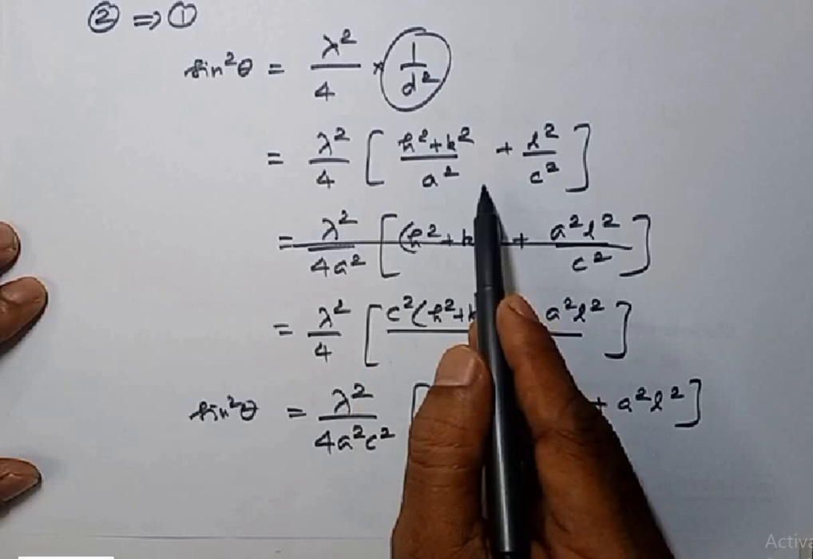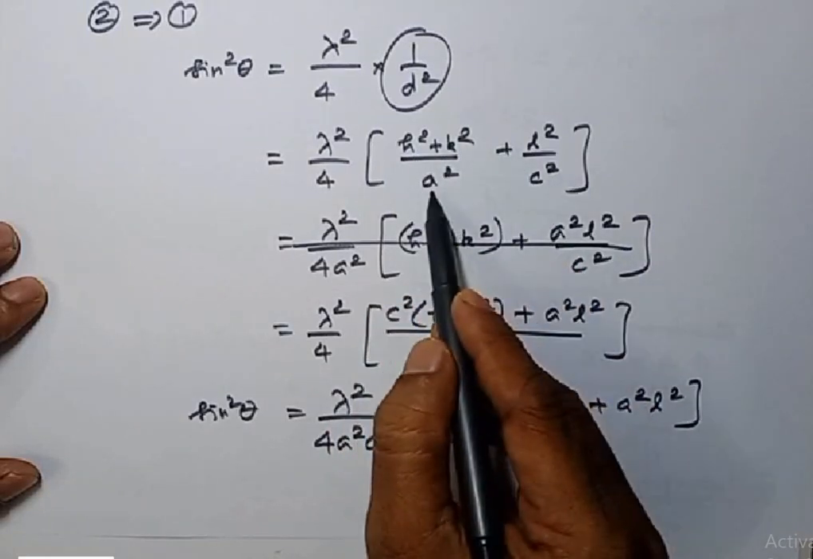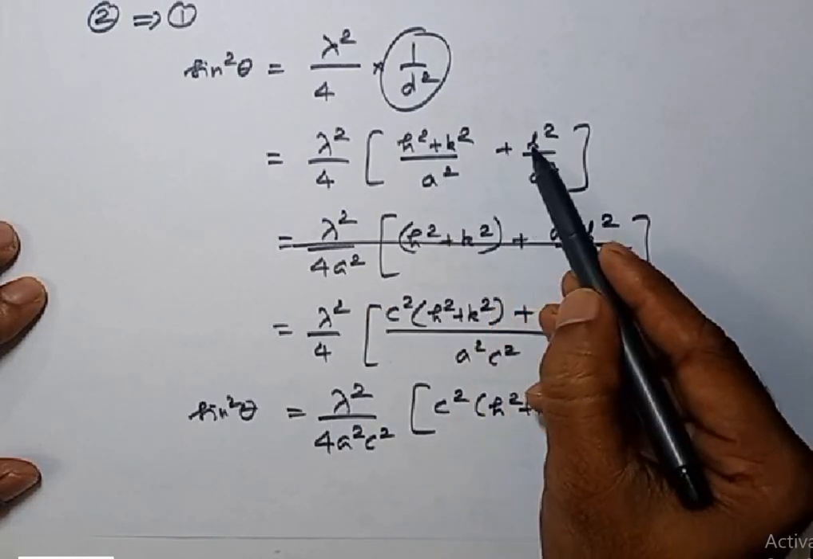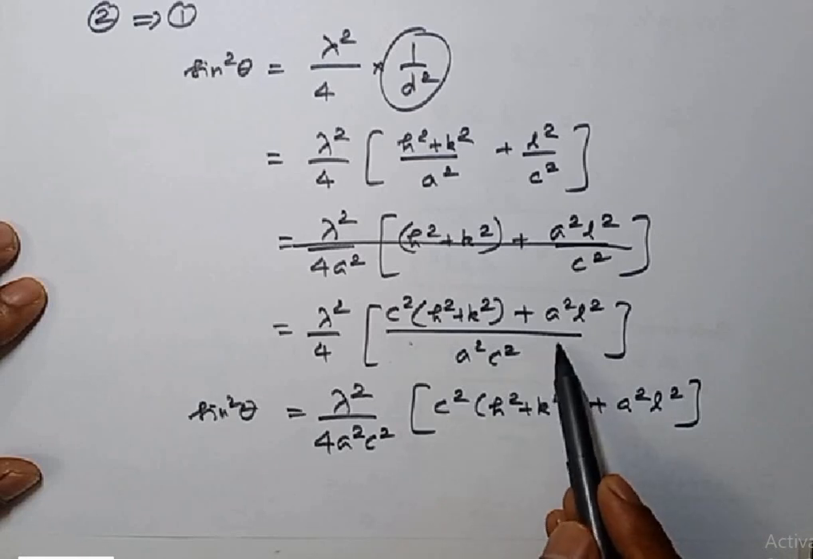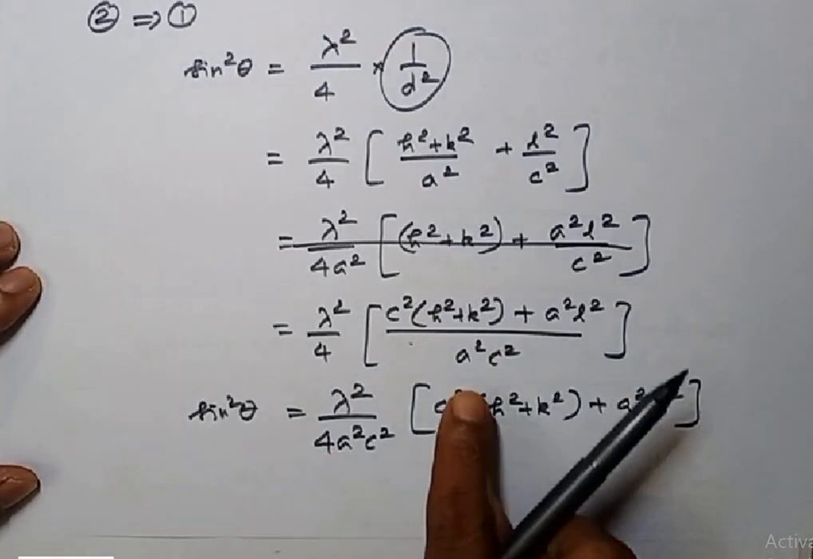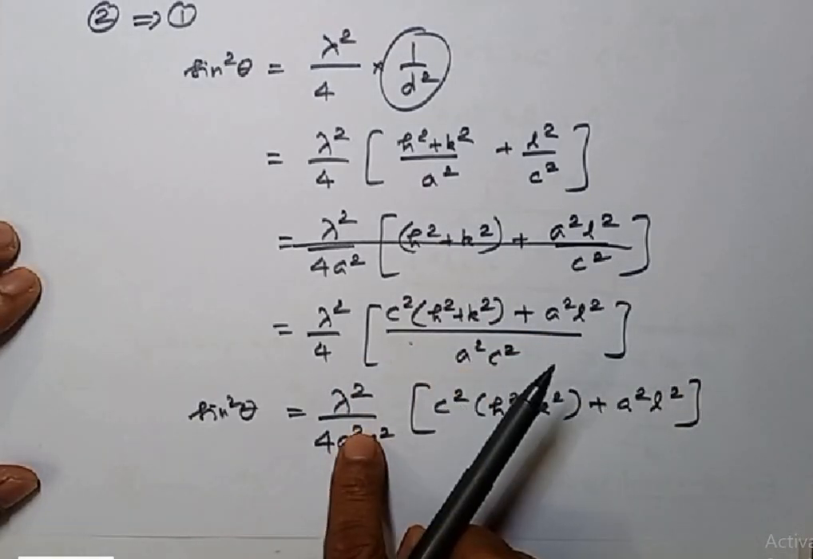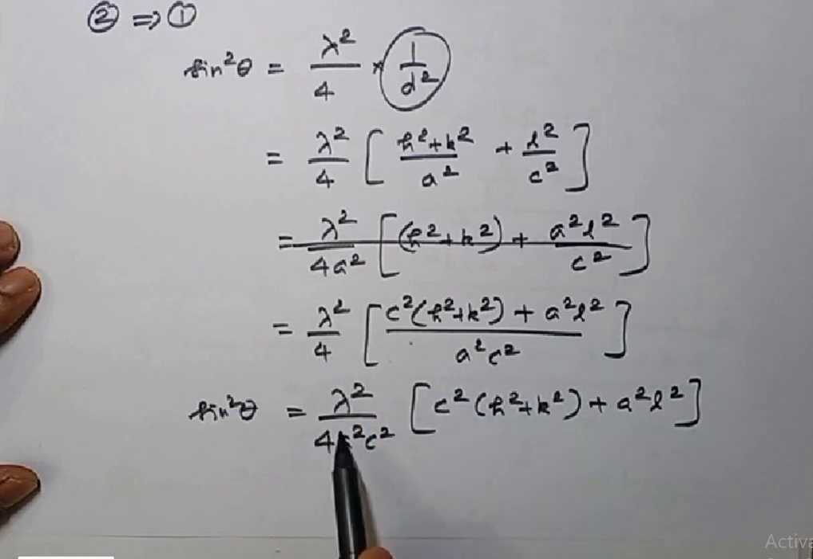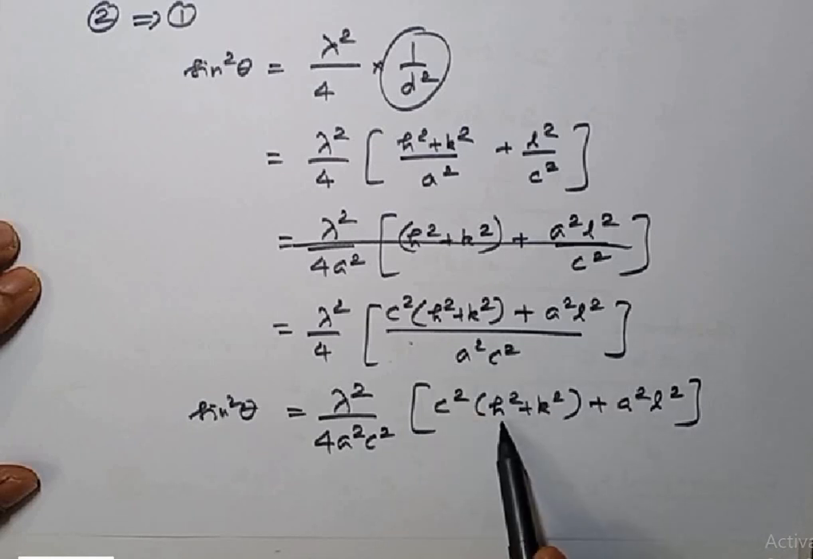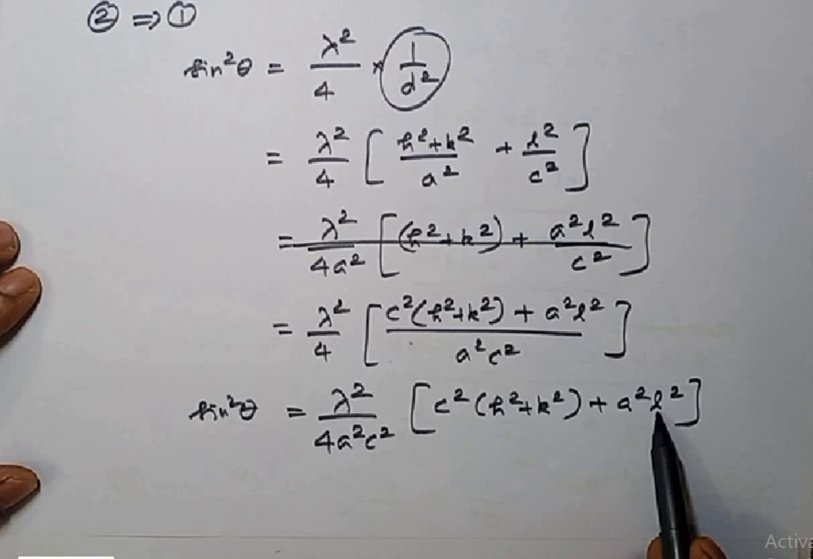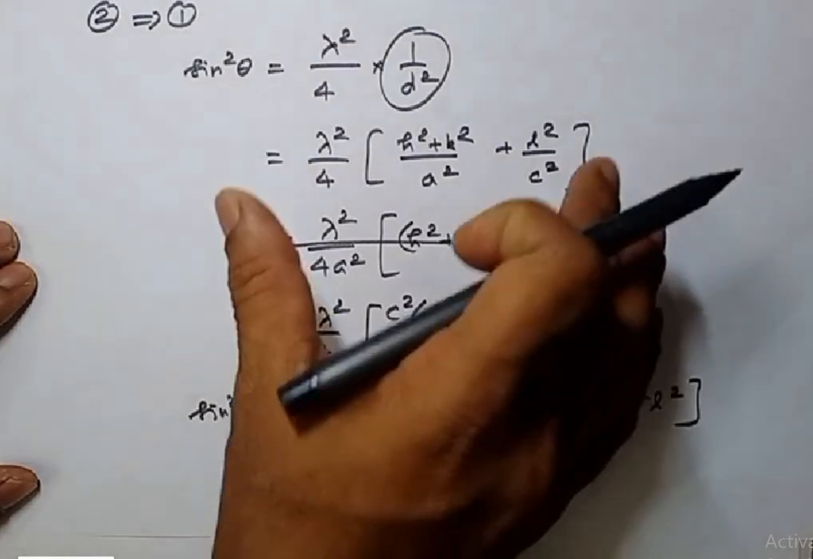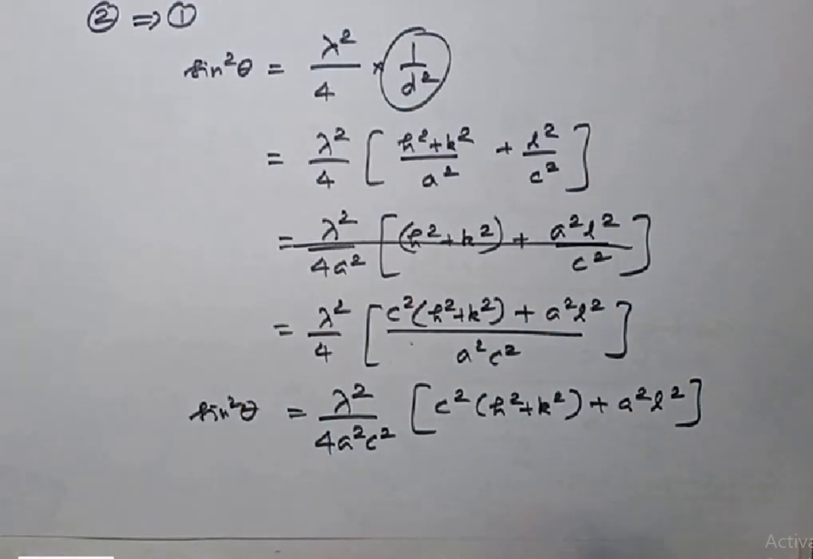You take LCM here. LCM means just cross multiply this and this and multiply these two. So if you cross multiply here, I'll get c square into h square plus k square. And if you multiply this here, I'll get a square plus c square divided by a square into l square divided by, you multiply these two, a square into c square. So we took LCM. Now just keep a square c square outside the bracket. So you'll get lambda square by 4 into a square c square into this quantity, c square into h square plus k square plus a square into l square. Okay. And if you compare this result with the options, yes, it exactly matches with option 2.